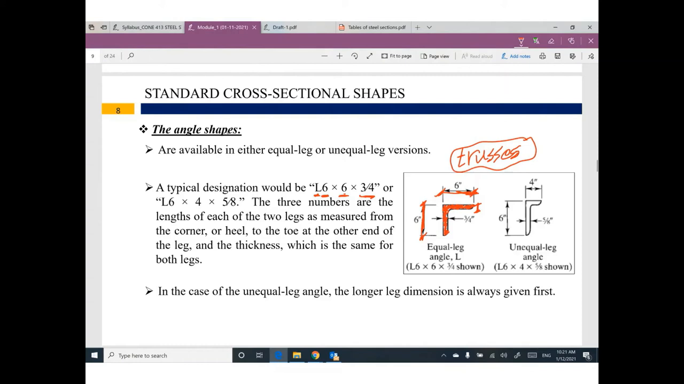Sometimes we have equal angles, equal legs, 6 × 6. Sometimes we have different lengths of legs. So this one will be called 6 × 4 × 5/8. 5/8 is the thickness for the short leg or the long leg. Both of them with the same thickness. 6 is the length of the longer leg. 4 is the length of the shorter leg.